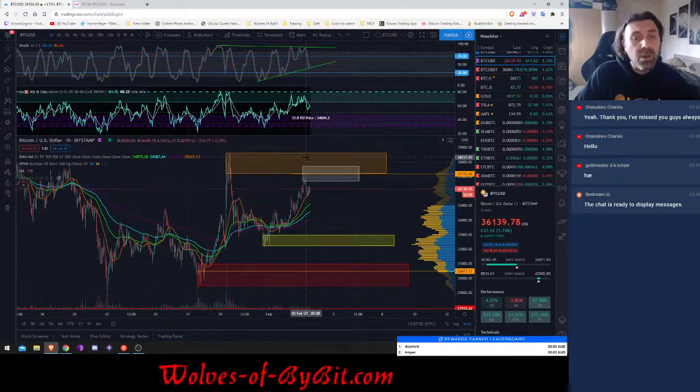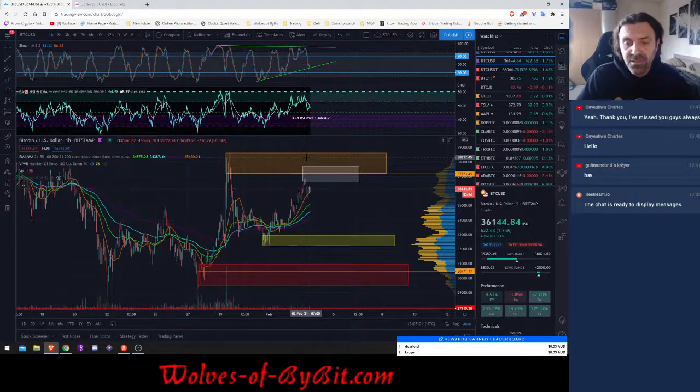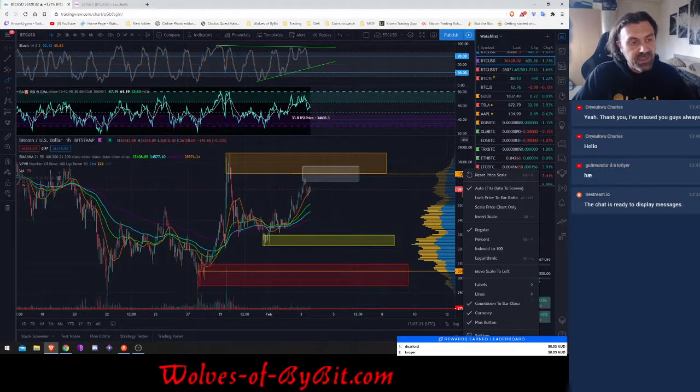Both areas are always very possible, so you need to think in both directions and prepare for both directions. Set your plan, set your strategy, maybe set some alarms. If you're using TradingView, you can very easily click these areas right here.